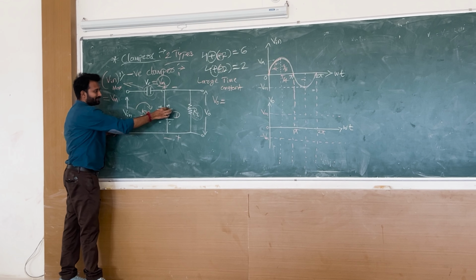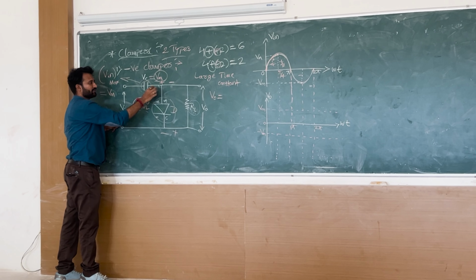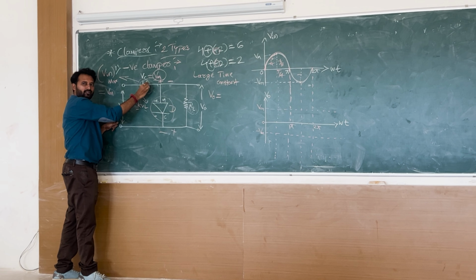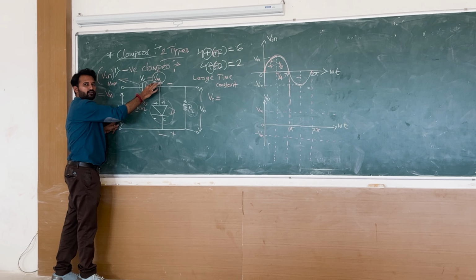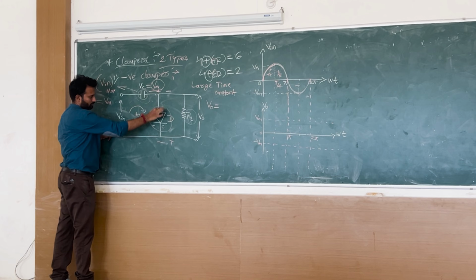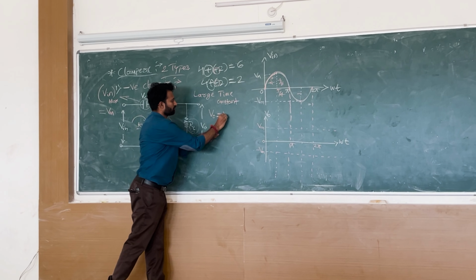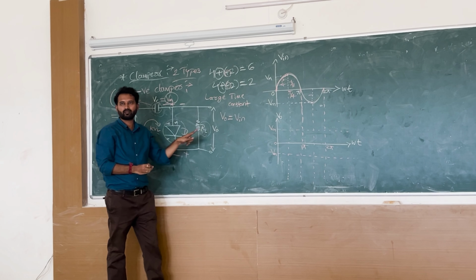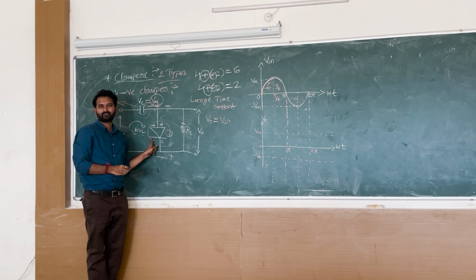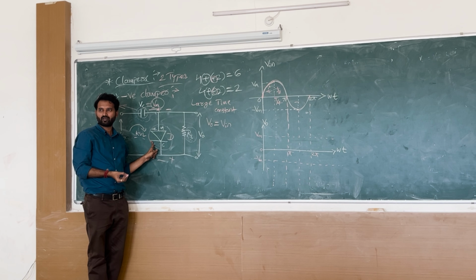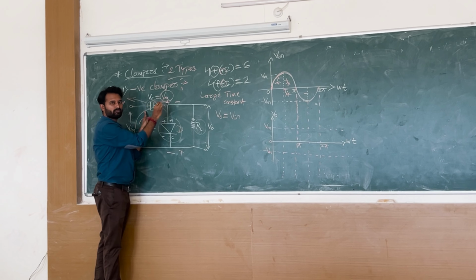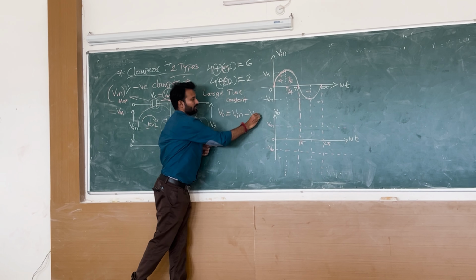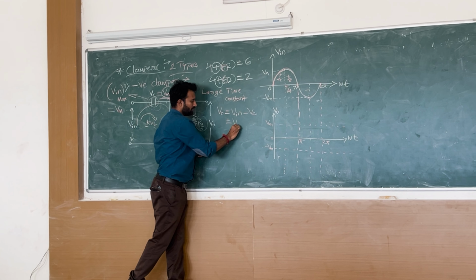Vin. This diode will hold the voltage value of this capacitor. What is the value here? Vc. Vc is equal to what? Vm. So what will we write next? Vin plus or minus? Plus minus. Vin minus Vc. That is equal to Vin minus Vm.